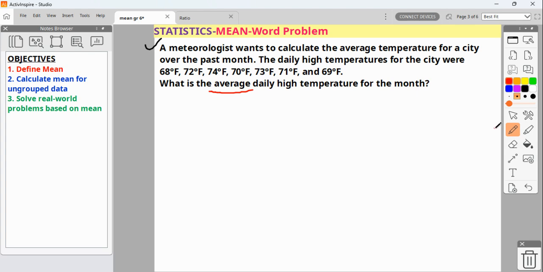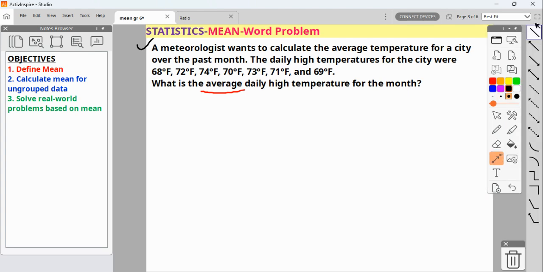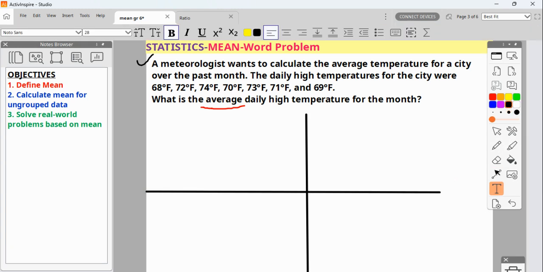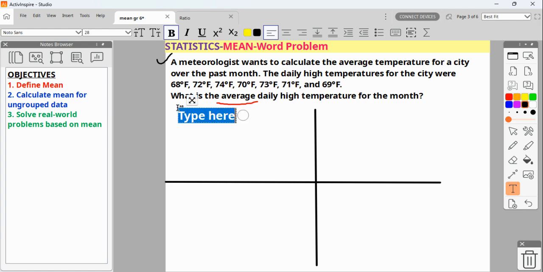So this is a word problem. The easy way to solve a word problem is that we can use the plus strategy. Plus strategy means we can make a plus symbol here for solving this story problem, this word problem. On the first side, we can write data here.